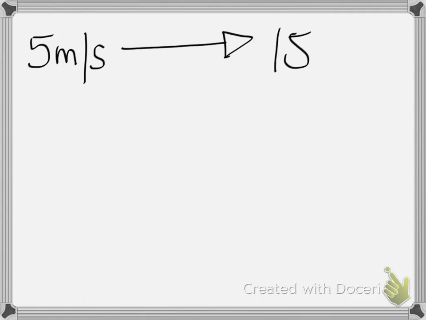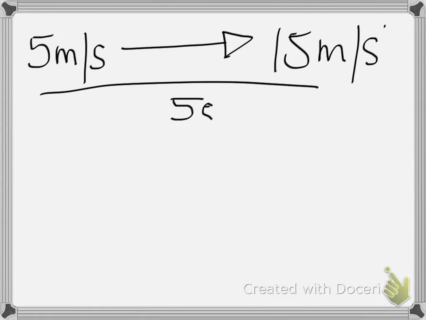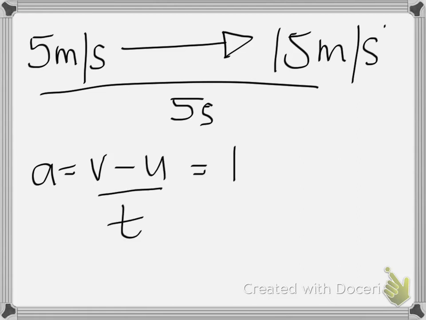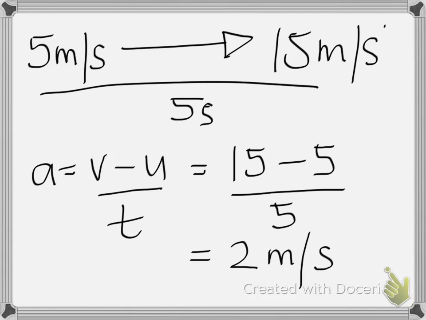So, if, for example, I was in a car and it was travelling 5 meters per second, and it sped up to 15 meters per second. And it did this over a period of 5 seconds. So my acceleration, using the formula V minus U over T, equals 15 minus 5 over 5, which equals 2 meters per second squared.